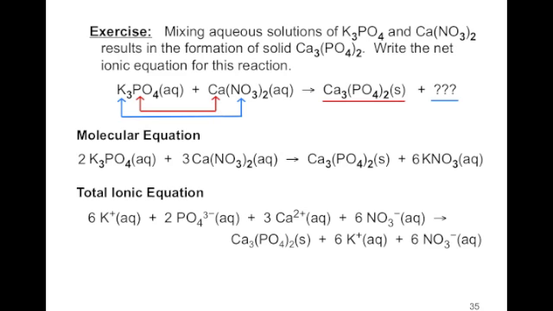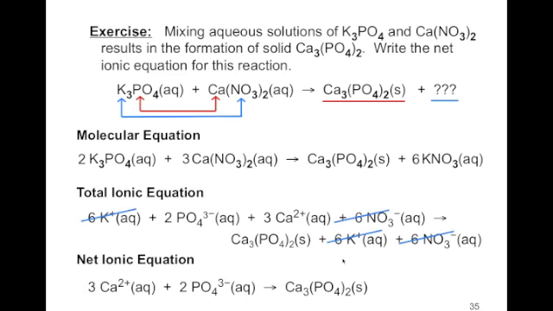Alright, so our total ionic equation, we simply count out all the species that are present in solution. So we have 6 potassium ions, 2 phosphates, 3 calcium ions, 6 nitrates, going to the product, which again is calcium phosphate solid, so no ions on the product side for calcium and phosphate. And then we have 6 potassium and nitrate ions, again, because this is an aqueous solution. Now identify the spectator ions. Well, they will be the potassium and the nitrates, right, which are equal on both sides of the equation. And then our net ionic equation is what's left over, just as we had described earlier.